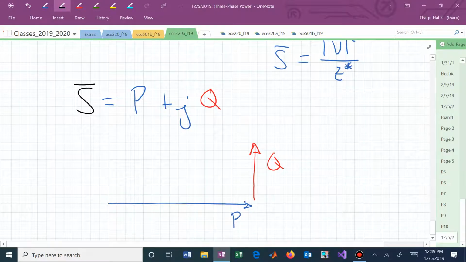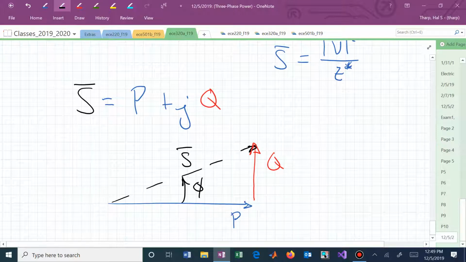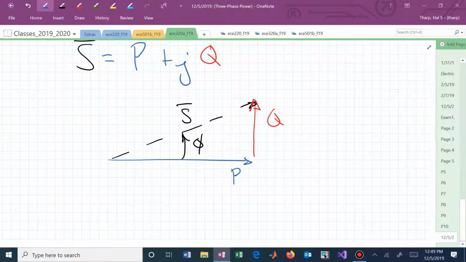And now that allows us to find the hypotenuse, or the apparent power, which is just the magnitude of that complex power, and the angle is phi, and we can relate that to Q and P. Which, if somebody now said, oh, what's the power factor? That's now the cosine of phi.